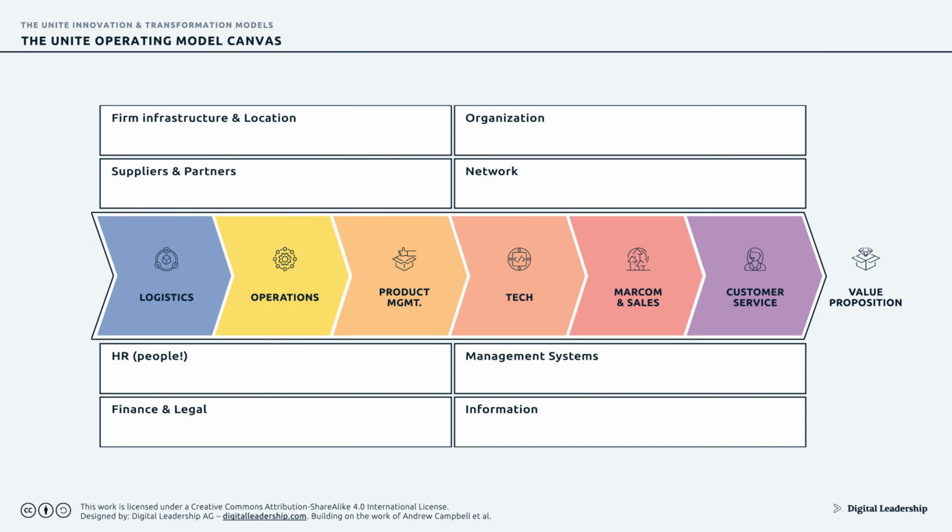The other areas depicted in white are the supporting processes. These are necessary, but focus on internal customers and processes as opposed to external ones. The supporting processes depicted at the top of the canvas cover the firm infrastructure, organization, partners and locations, while the supporting areas at the bottom cover HR, management systems, finance, legal, as well as information.